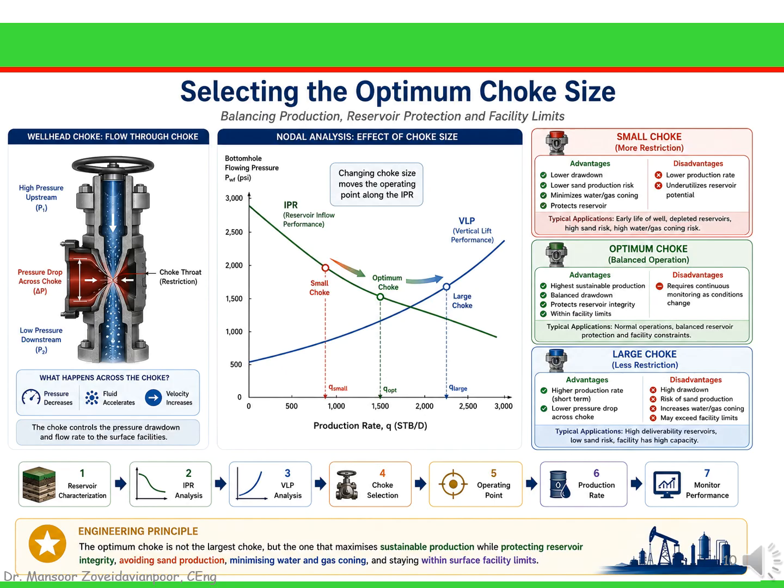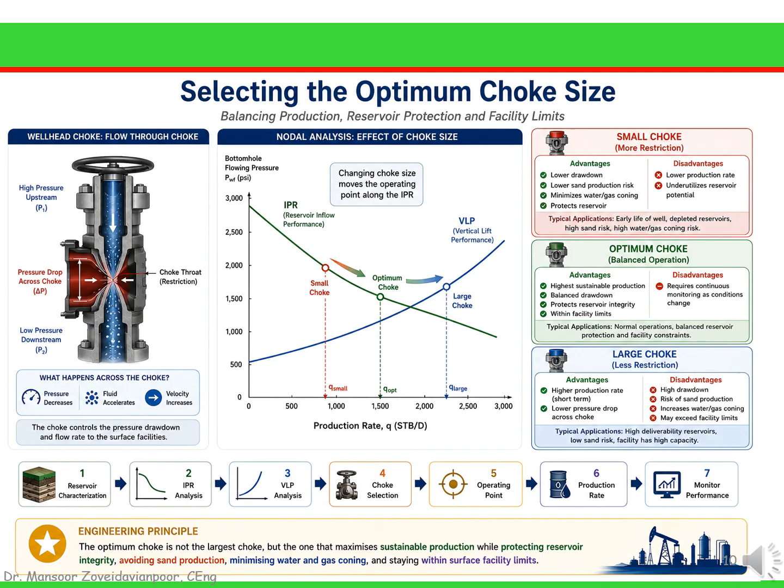Let's begin with a simple question. If every operator wants more production, why do we deliberately install a restriction at the wellhead? Why not remove the choke completely? The answer is that a choke is not installed to create back pressure. It is installed to control the entire production system. By regulating the pressure drop across the wellhead, the choke controls drawdown, stabilizes flow, protects the reservoir, and ensures the well operates within the limits of the surface facilities. Without that control, the well may produce aggressively for a short period, but not necessarily efficiently or sustainably.